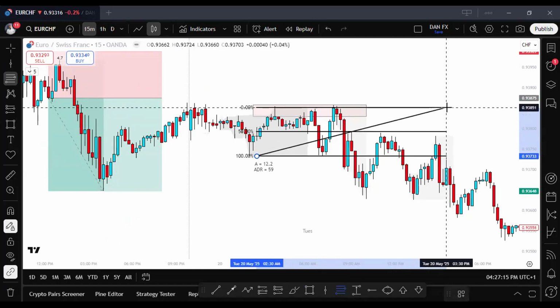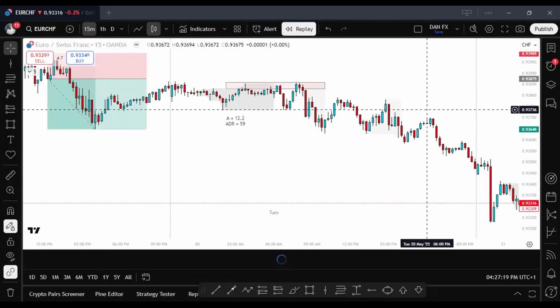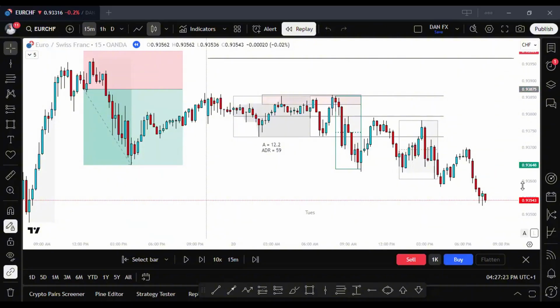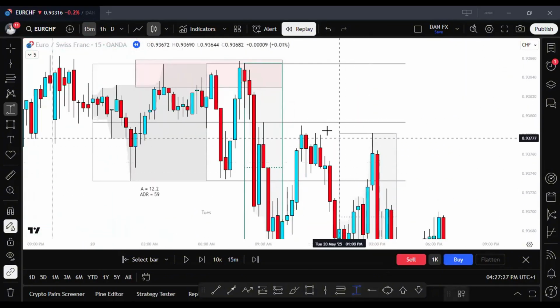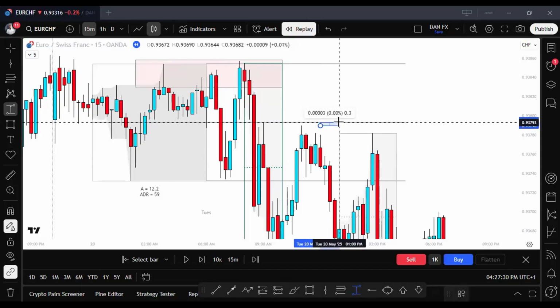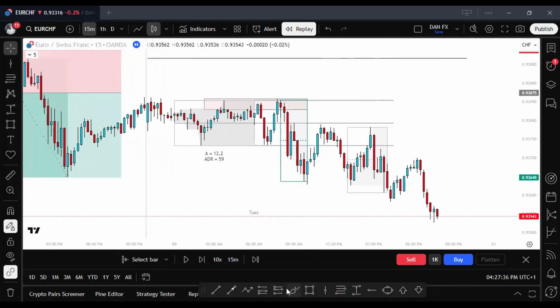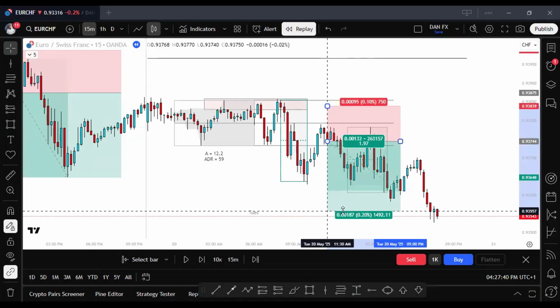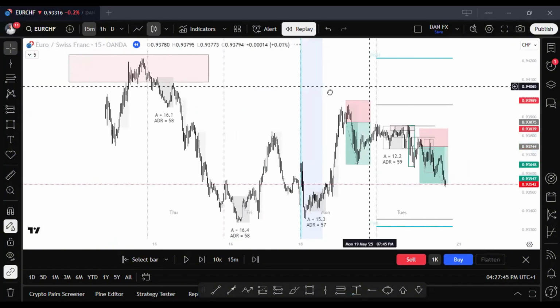But are you sure this didn't get to the 50%? Let me check this. Did it get to the point? Came very close. How close is it? Okay, this is not even up to a pip. So I think that is takeable. Put a stop loss there. 1 to 2. Yeah, that's a 1 to 2 there.